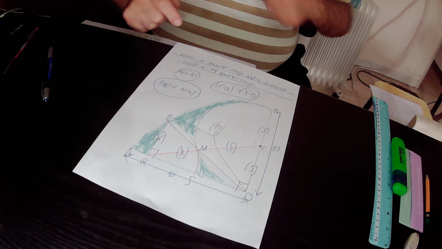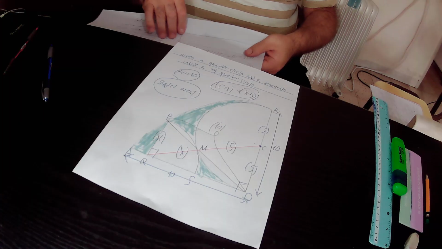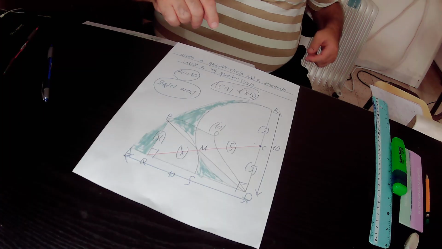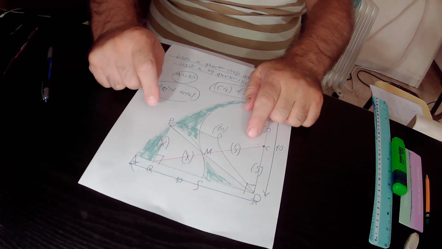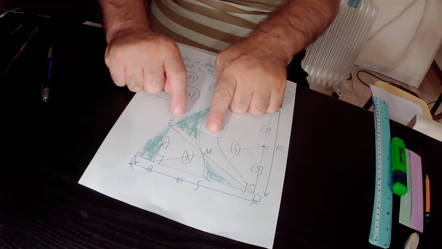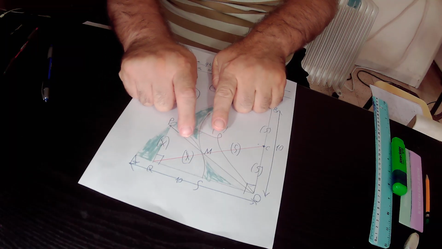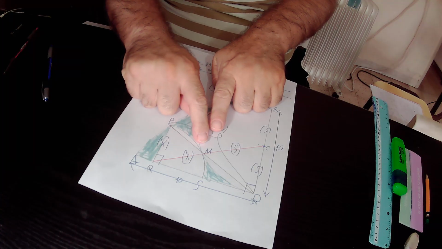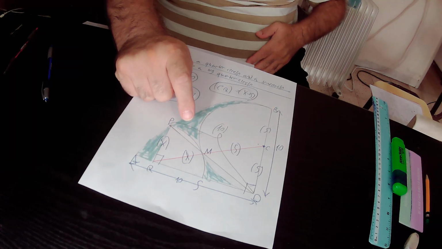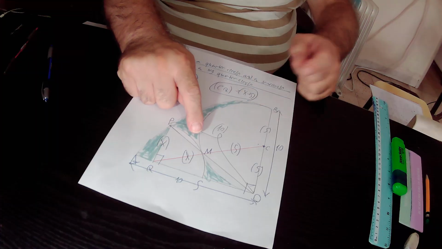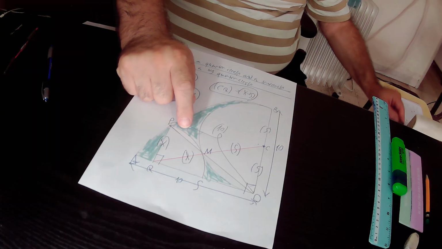So we have here the semicircle and this quarter circle touching externally at point M. So they have an external tangency between them at point M, and therefore we can implement here rule 10.